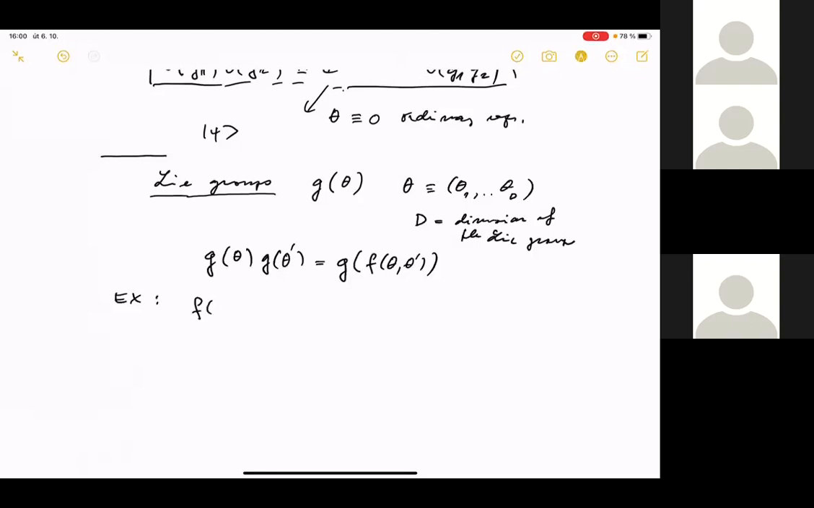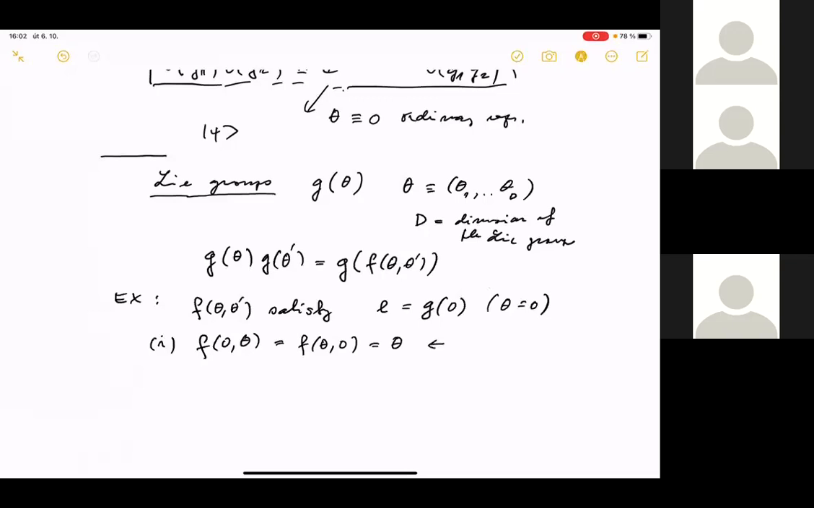This composition law f(theta, theta prime) has to satisfy several conditions. The first one is that if we appropriately define that the unit element corresponds to the case when all the parameters are 0, then this function of two sets of parameters has to satisfy the following equation. That means this is nothing else but the consequence of the definition of the unit element.